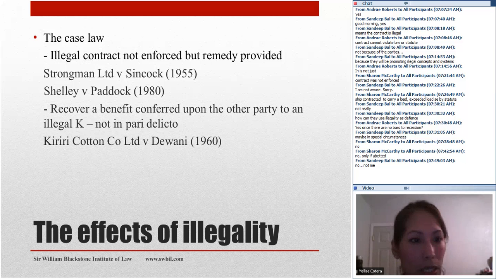In the case of Kiridi Cotton Company versus Diwani, this case considered the issue of illegal contracts and whether or not a tenant could recover all of the rent paid to a landlord under a lease that was in violation of legislation in relation to excessive rent. The innocent party to an illegal contract was able to recover the money paid pursuant to the illegal contract. The party was innocent in the sense that he was unaware that the contract was illegal.